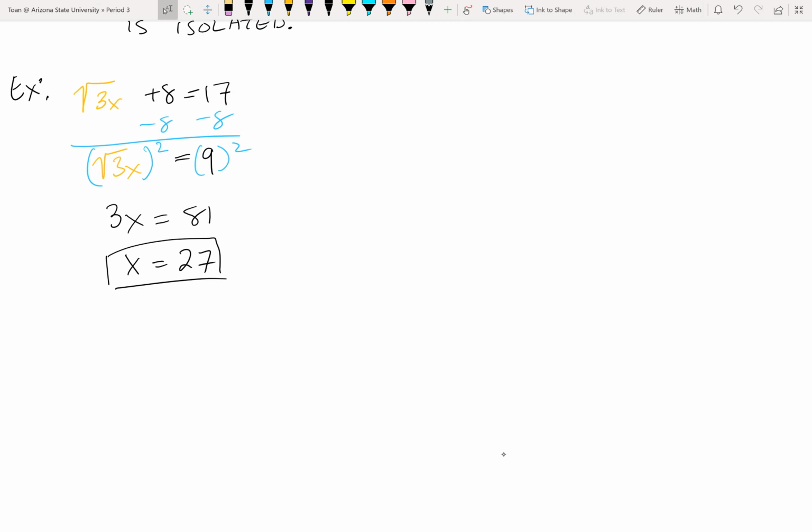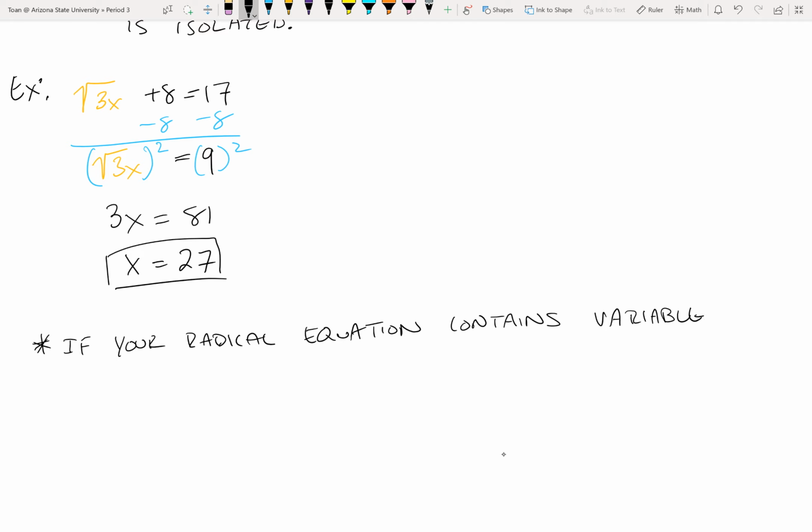However, little footnote here. If your radical equation contains variables on both sides, you must check your answers.